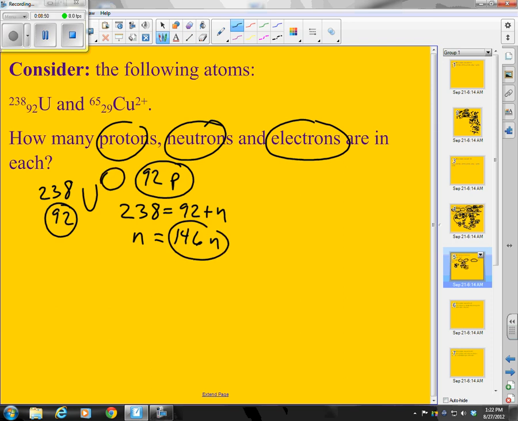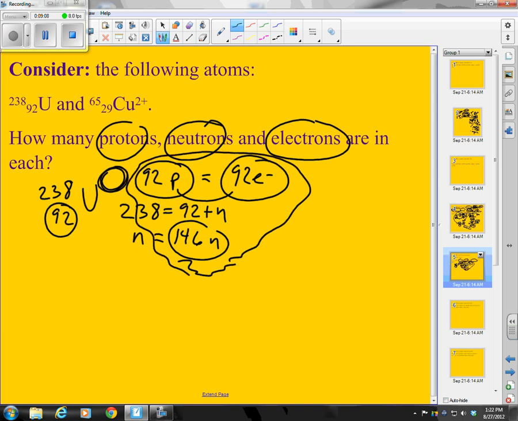Do I have anything written here? No, that means it's neutral. If it's neutral, that means the number of protons equals the number of electrons. So, what's my answer? 92 protons, 92 electrons, 146 neutrons. Good. Now let's go to the next one.